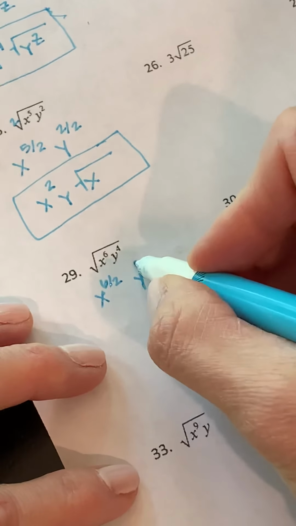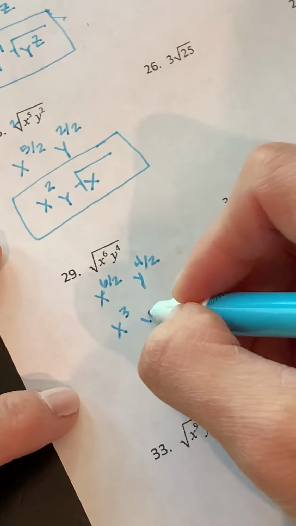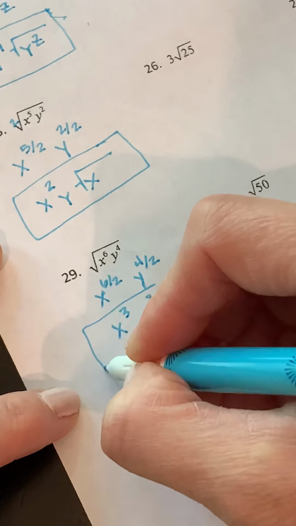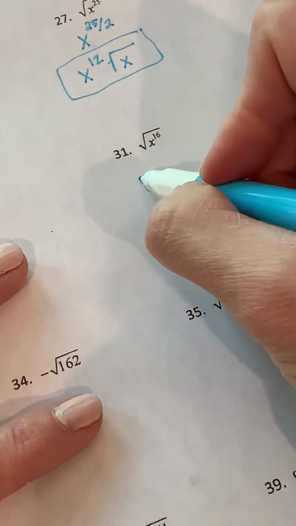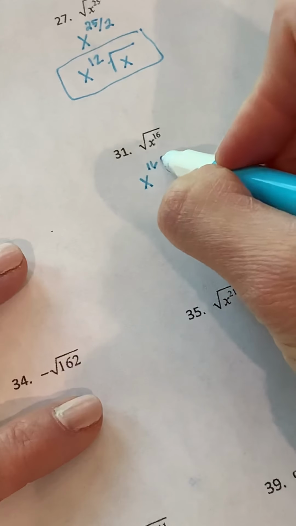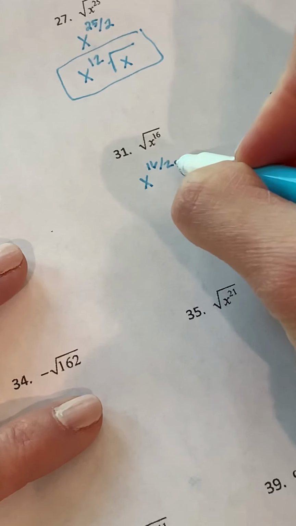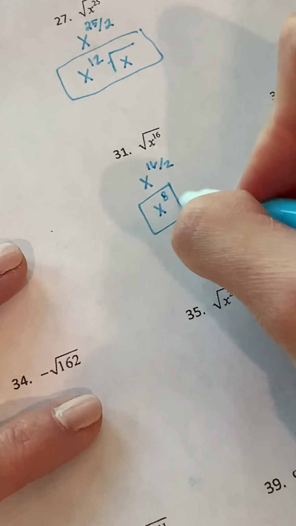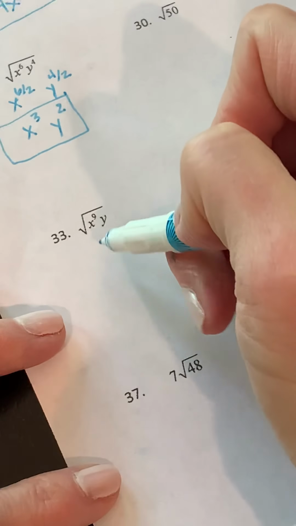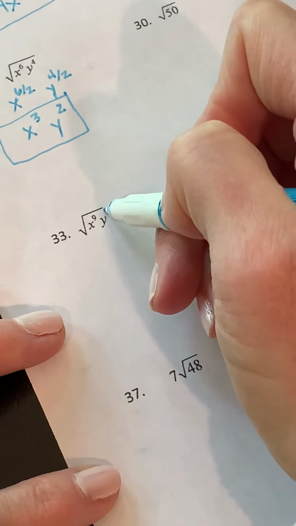So I have 6 divided by 2 is x to the third, y to the second. 31, that's even, so it should work out just fine. So power divided by root, 16 divided by 2, that's just x to the 8. 33, you've got x to the 9th, y to the 1.